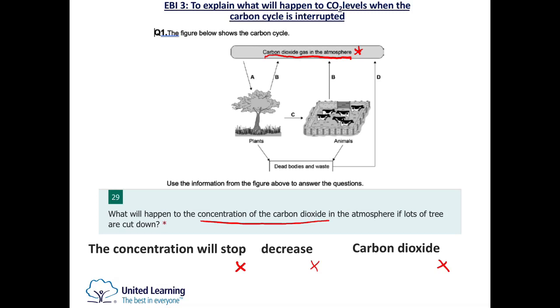Now, let's have a look at this. So we're looking at the carbon cycle, and what's going to happen to the CO2 levels over here if we cut down the trees. If we look at the tree over here, we can see that there are two processes occurring, process A and process B. Now, process A is taking in carbon dioxide from the atmosphere. So this is photosynthesis.